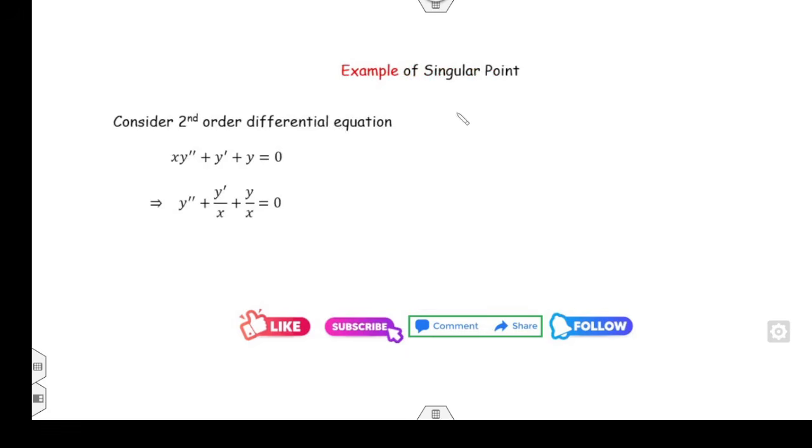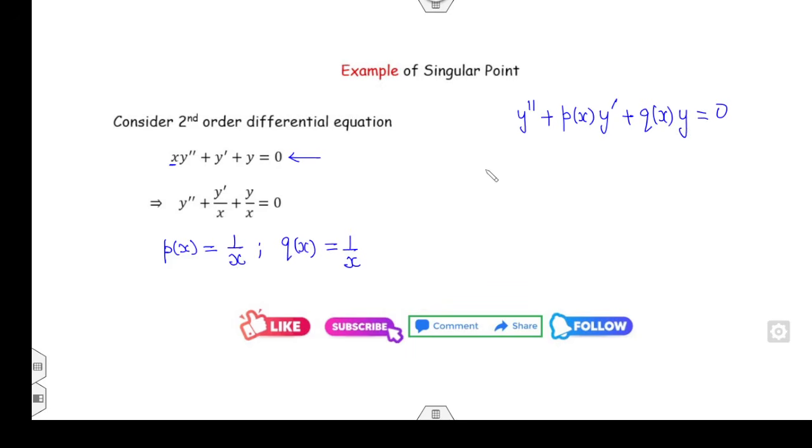Now, an example of a singular point: if you consider the differential equation, your first target is to make the coefficient of y double prime equal to 1. If you compare the given differential equation with the standard second order differential equation, what is the value of p and q? p(x) is 1 by x, q(x) is again 1 by x. And if your target is to check the behavior at x equals 1, what will happen? p(x) approaches 1, q(x) approaches 1. Both are finite. Therefore, x equals 1 is my ordinary point.